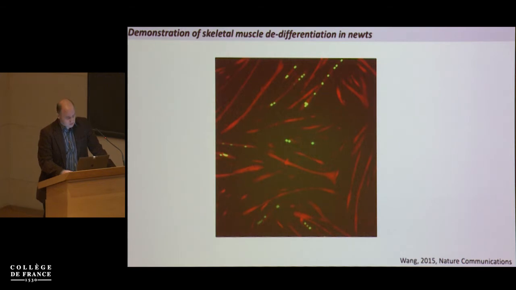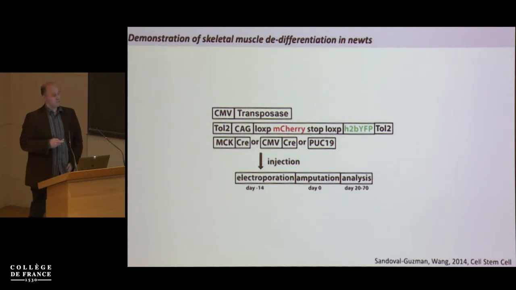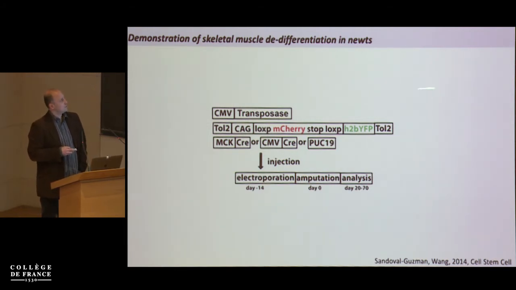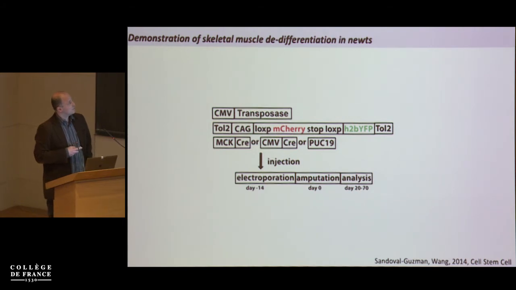So in the limb, what we have done is to electroporate the adult limbs with these tracer constructs that were used in this movie, where the reporter is integrated into the genome, and Cre is driven by a muscle-specific promoter. After incorporation of these constructs, we amputate and carry out analysis.